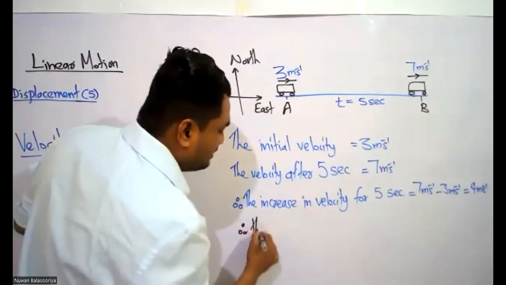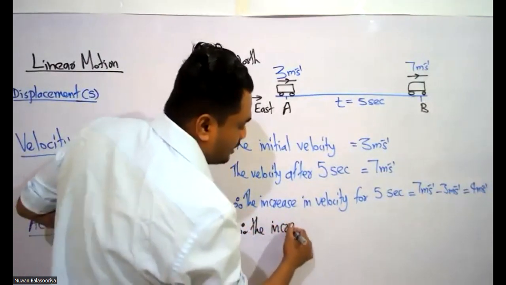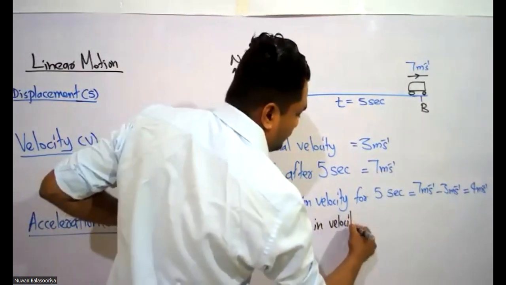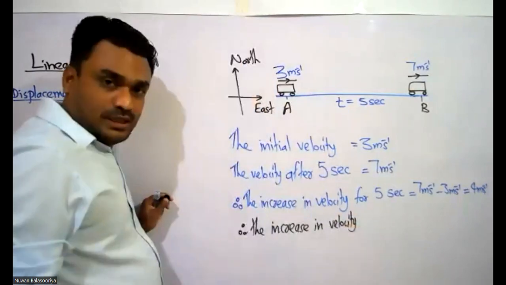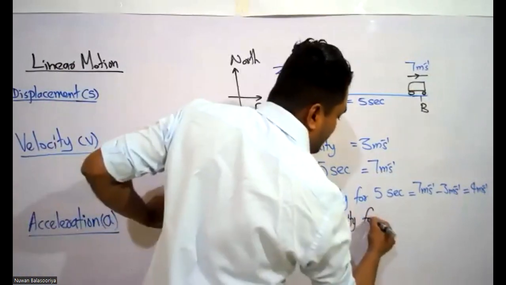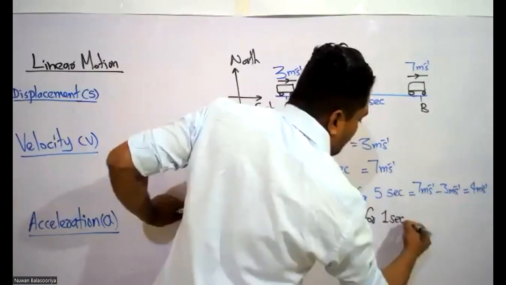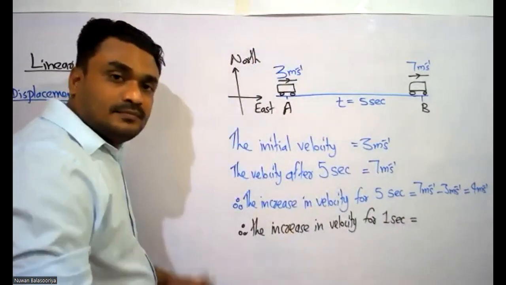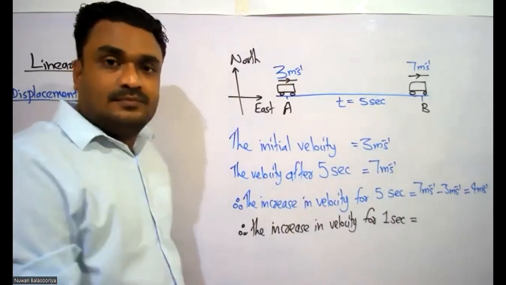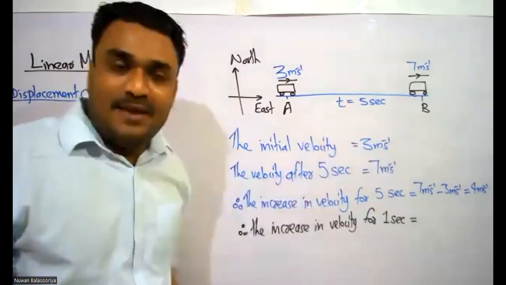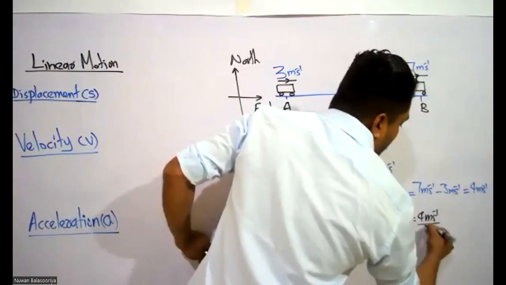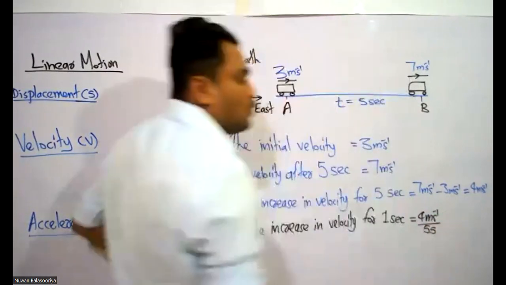My final statement is, therefore, what is the increase in velocity for 1 second? How do I find the increase in velocity for 1 second? Divide by 5. Divide by the time. Very good. So I should divide this 4 meters per second by 5 seconds.